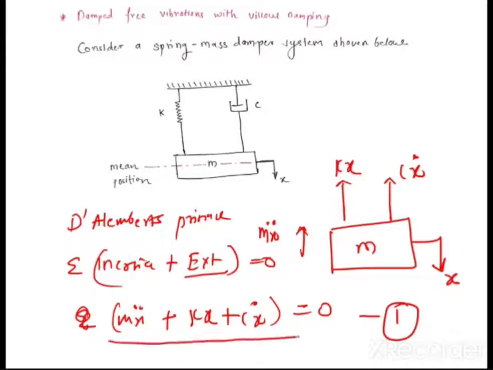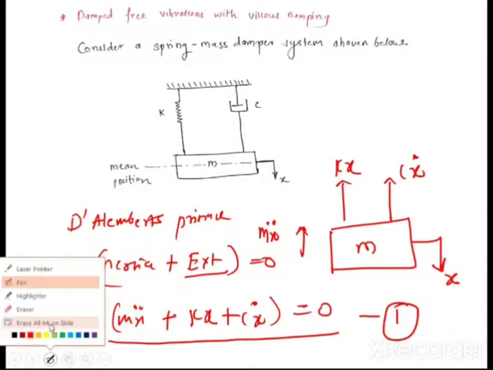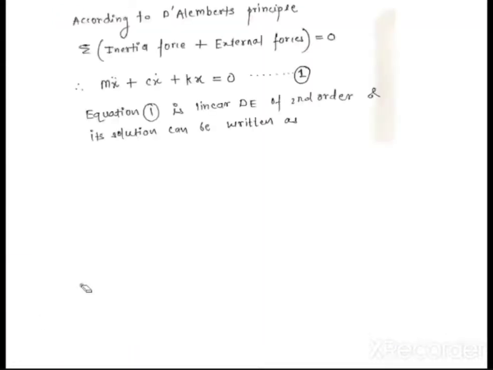So this is the equation of motion for a system vibrating with free vibration with viscous damping. What is the equation of motion I've got? m x double dot plus c x dot plus kx. Now we have to resolve this equation of motion. So according to D'Alembert's principle, summation of inertia force plus external force is equal to 0: m x double dot plus c x dot plus kx is equal to 0. Equation 1.